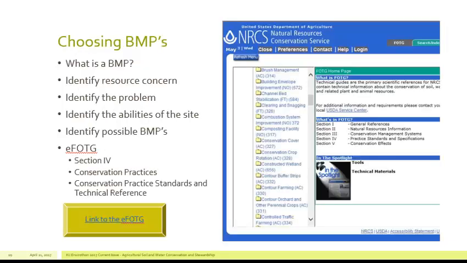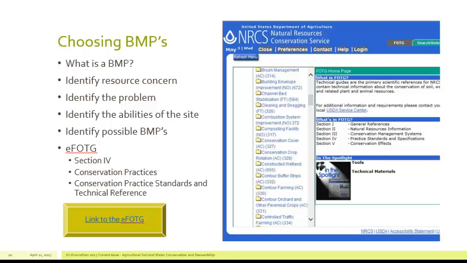So when choosing a BMP, we must first identify what the problem on the site is, and then we have to identify how that problem is happening. We also need to consider what the capabilities of the site are, and that includes the management abilities of the producer. If we're going to be recommending somebody no-till a field, but they don't have no-till equipment, that's not a very good recommendation to make because it's not able to be implemented.